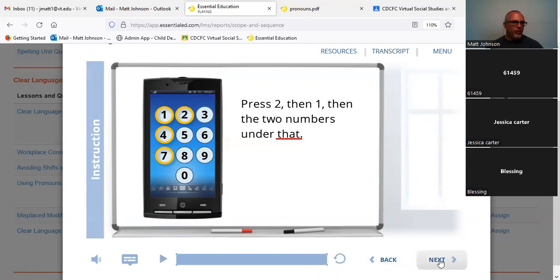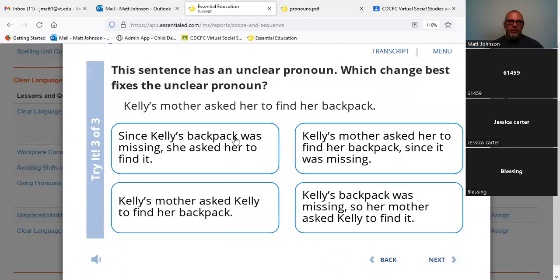All right, so let's give this one a shot here. This sentence has an unclear pronoun. Which change best fixes the unclear pronoun? So the sentence is: Kelly's mother asked her to find her backpack. So you can see we have some confusion here. Whose backpack are we talking about? Is it Kelly's or her mother's, right? So we need to address that.